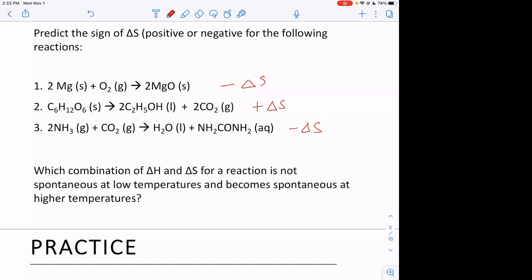Which combination of delta H and delta S for a reaction is not spontaneous at low temperatures, but can become spontaneous at higher temperatures? Spontaneous at higher temperatures. What do y'all think? When I say combination, I mean like the positives and the negatives. Remember that table? We had the 4 different scenarios of the positive delta H, negative delta S, or both positive or both negative.